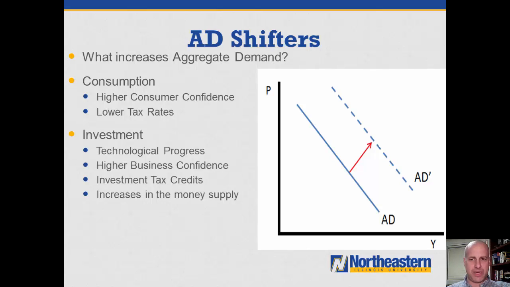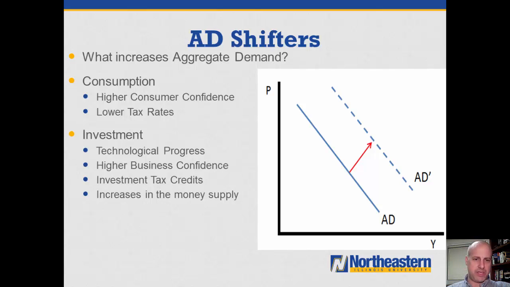Lower tax rates can have the same effect. If my tax bill is going to be lower, I can consume more, and this can lead to higher levels of consumption and thus higher levels of aggregate demand. On the investment side, if I have better investment opportunities due to technological progress or more confidence in the business environment, more confidence in the economy, this can lead to higher investment and higher aggregate demand through that channel. Lower taxes on business investments can also lead to increases in aggregate demand.